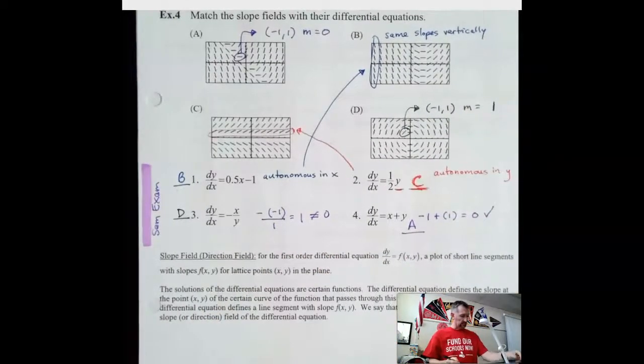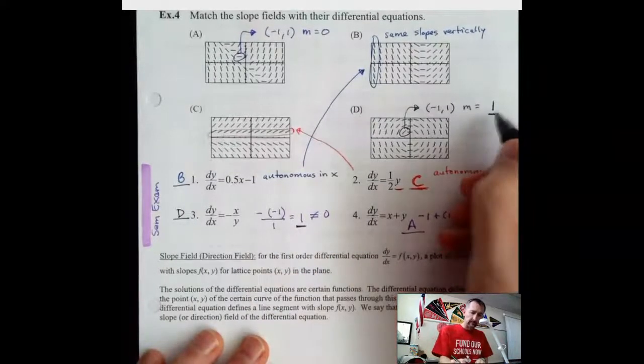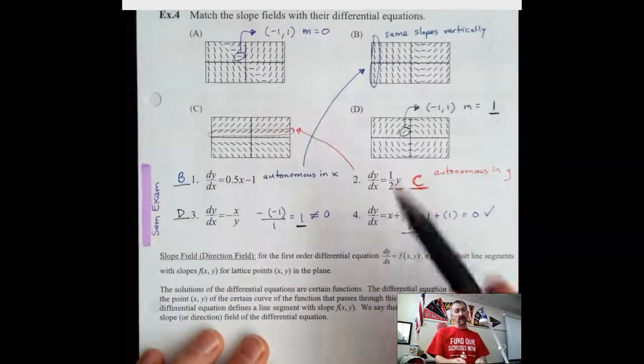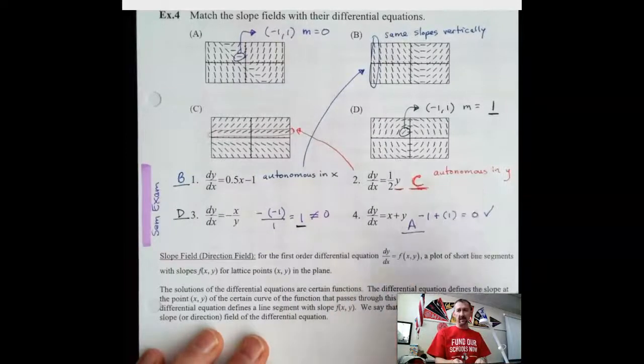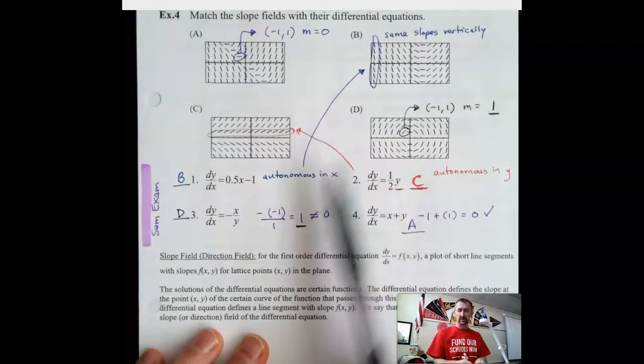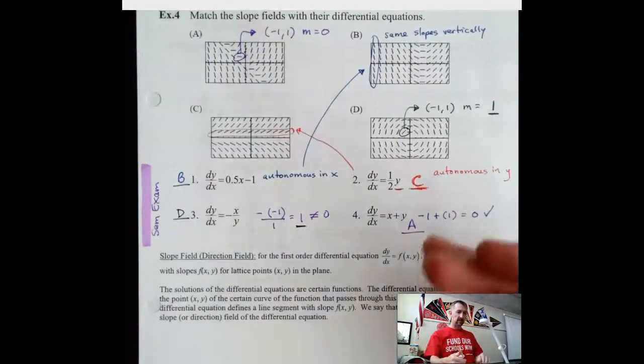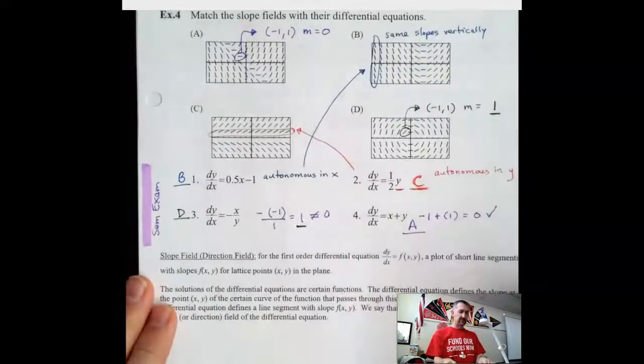Yeah, slope's +1. Well, that's what we had over here. Okay, so that is that. Now, sometimes it's not going to be that fast. Sometimes you're going to have to test a couple different ones to figure out what's going on there. Okay, that's just a little bit of a discussion about slope field.